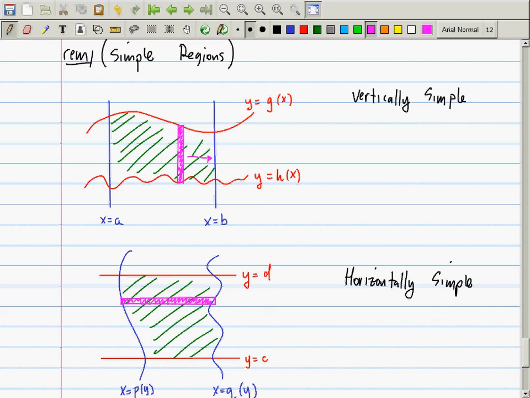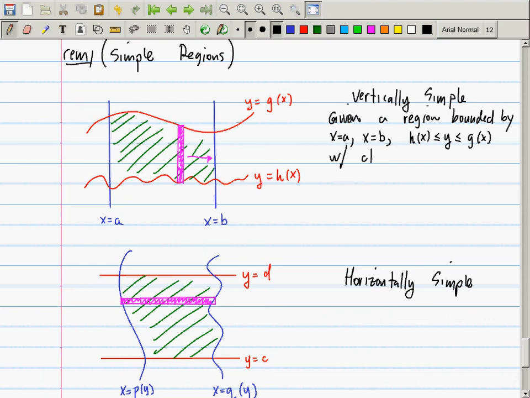Now I'll write the precise mathematical definition of what's going on here. If we are given a region bounded by x is a, x is b, and h of x is less than or equal to y is less than or equal to g of x, with h of x and g of x continuous. So given a region that's bounded on left and right by a and b, and bounded above and below by h and g, which are both continuous, then it is a fact that we can compute the area of this.